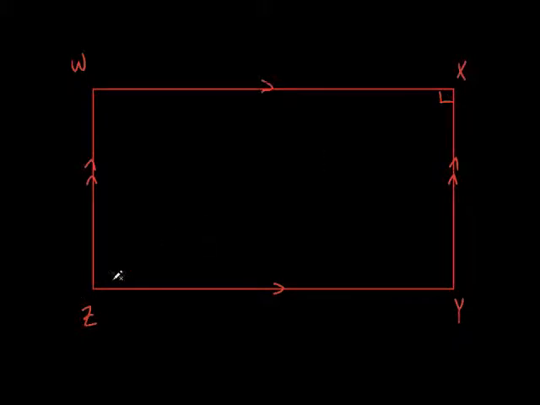Well, you know that the opposite angles are what to each other? They're equal to each other. So Z must be what? 90 degrees. Would you agree? All right. What about W? What's the relationship between W and Z? They add up to 180, right? They're supplementary. So if this is 90, what's this have to be? It's got to be 90 because 180 minus 90 is 90, right?